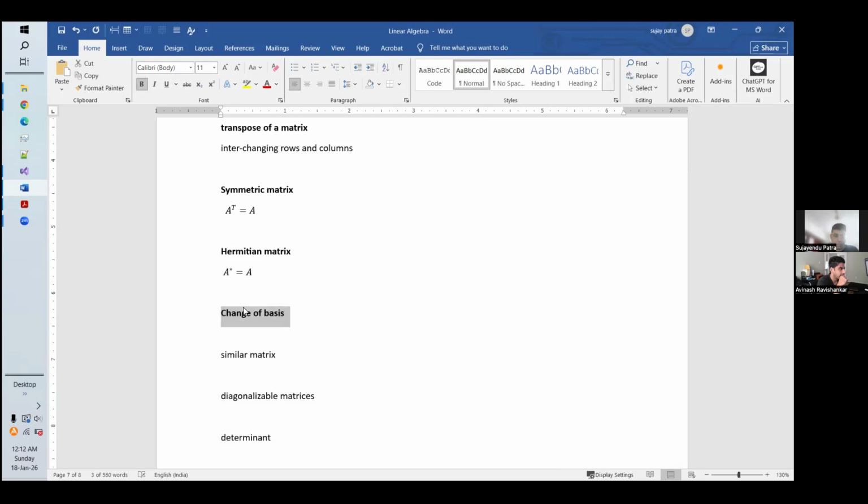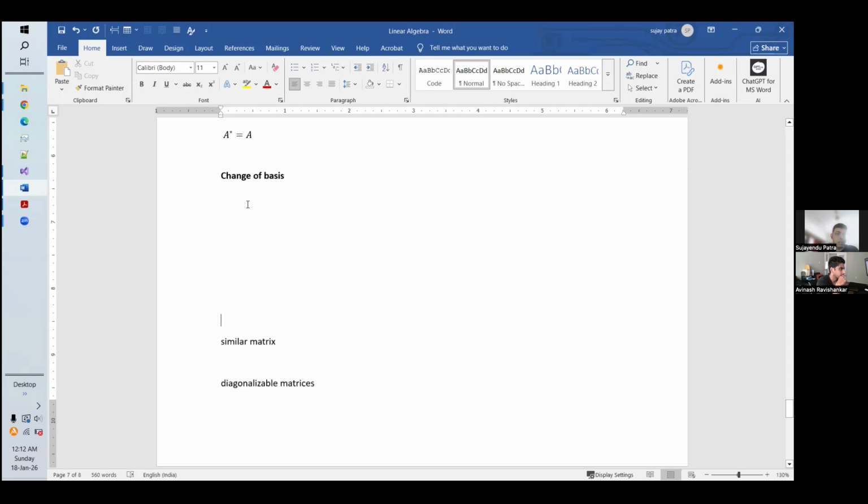Then we have a change of basis. This is an important concept I want to go through. Change of basis. So let's think about basis first. So we have a vector space, let's say.